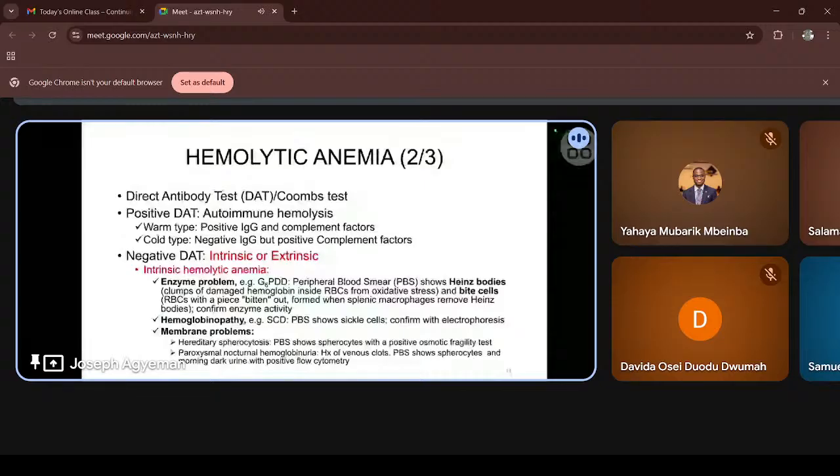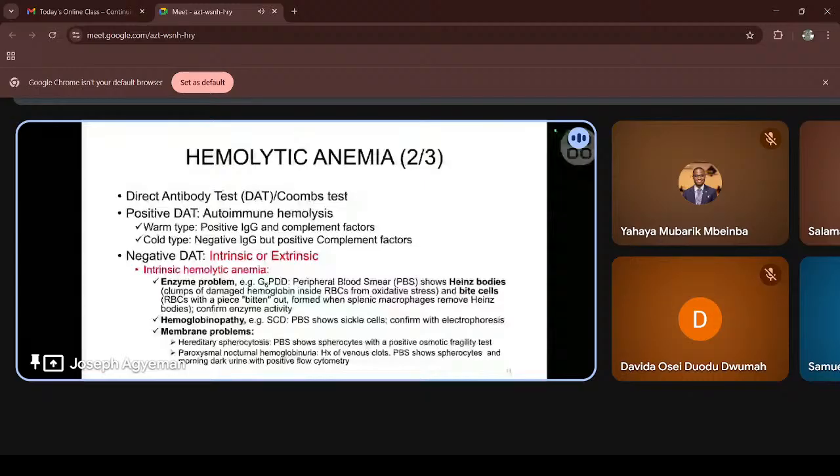So Heinz bodies are considered foreign, and for that matter, they must be destroyed by the reticuloendothelial system, which is within the spleen, the bone marrow, and the liver. So they will be in these organs. Anytime that any blood containing Heinz bodies gets to these organs, the macrophages in these organs will engulf or act on these Heinz bodies and bite them.